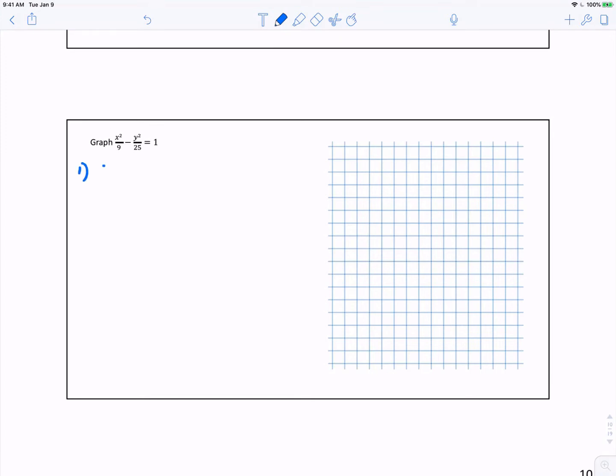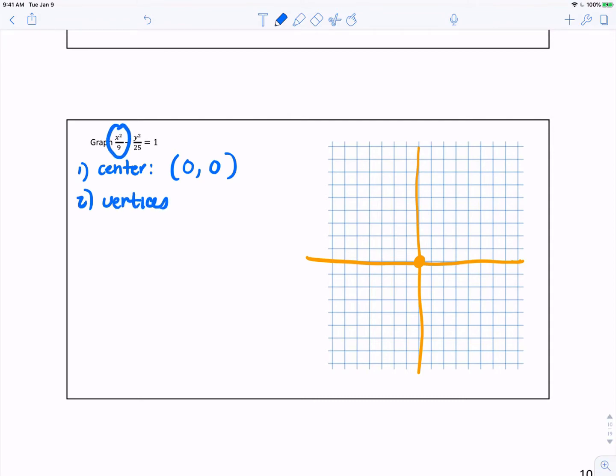The first thing we're going to do is we're going to find the center. And just like before, we're going to start with an easy one. X minus what? 0. Y minus what? 0. So we know the center of this hyperbola is at the origin. So let's introduce some axes, and we know the center is at the origin. After we identify the center, let's find the vertices. Now notice that the x term is first, so in the x direction, we're going to move the square root of 9, or 3 spaces, to find the vertices. So 1, 2, 3, 1, 2, 3.